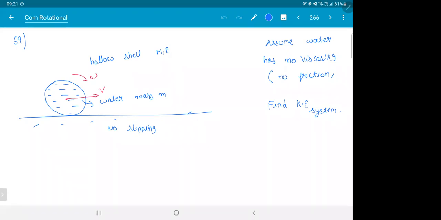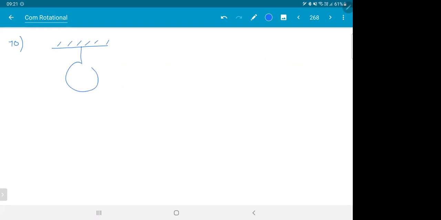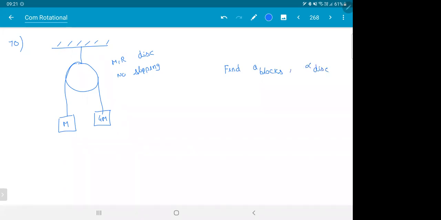So let's start off with the problem. This is an MR disk, no slipping. Find the acceleration of the blocks and alpha of the disk. Get it? Standard question. We have done this last time.